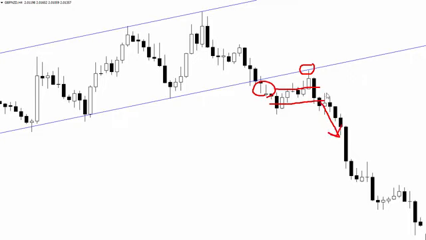So again, option number one is just to sell on a break below support. As soon as this bar closed, we would look to sell. The second option, option number two, is to sell on a retest as new resistance.